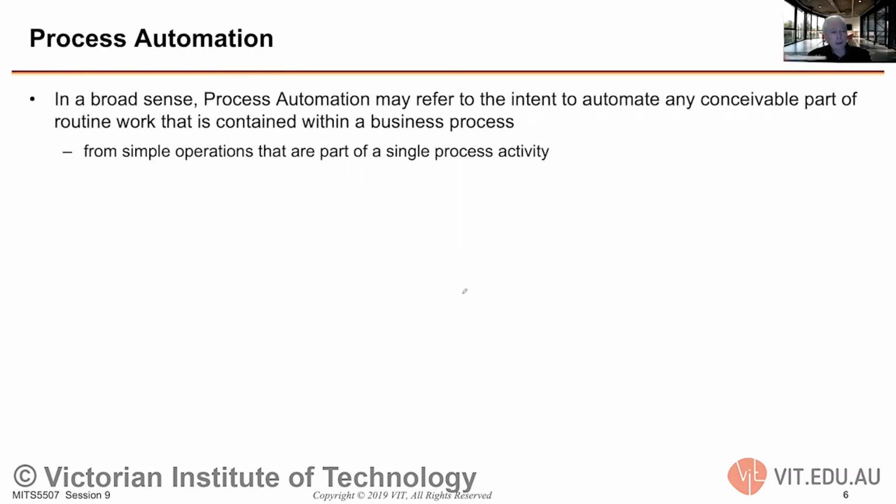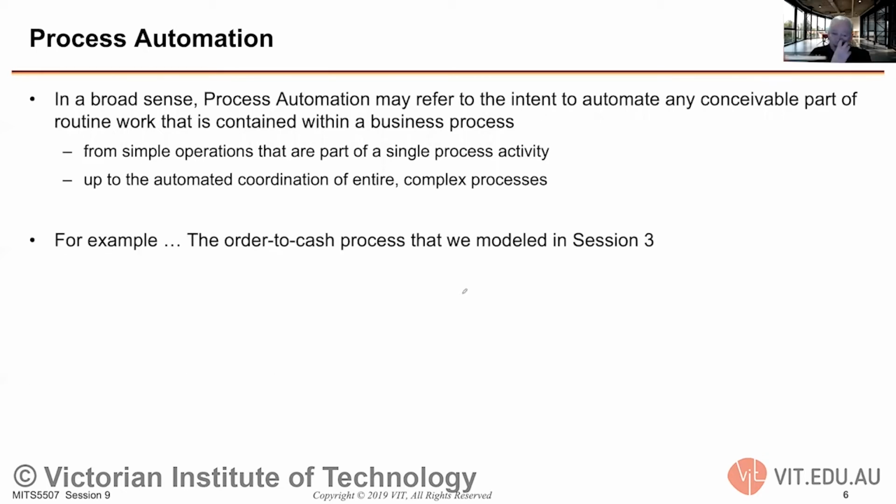Now, this process automation can be a simple operation that might be performed as part of one single process activity. So in a business process, we might be automating a part of one activity, or we might be talking about a number of automated activities which are coordinated over an entire complex process. And some of the process-aware information systems and business process management systems help us do this.